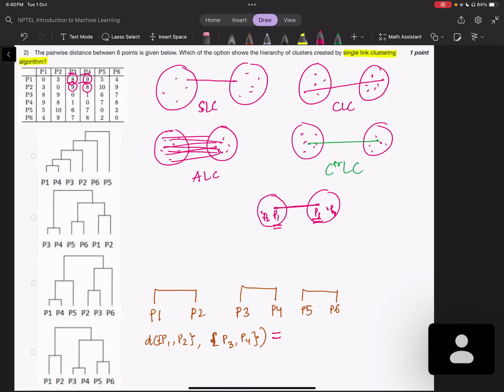The closest two points can be found by finding the distance from this point to this point, this point to this point, then this point to this point, this point to this point. Then you have to find the pair which has the shortest distance. So if you do that, the distance between P1 and P3.